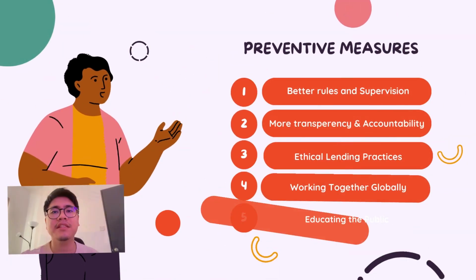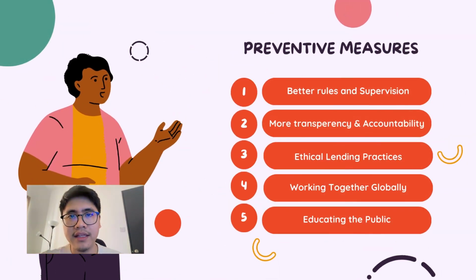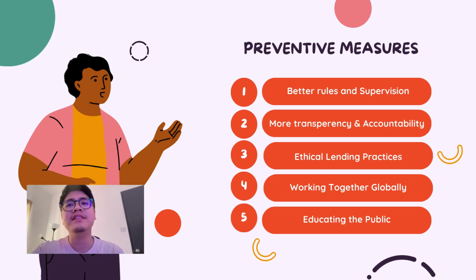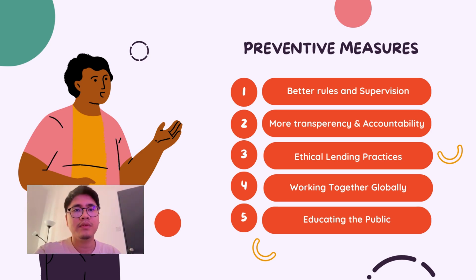The financial crisis that happened in 2008 changed the world. It also showed us that we need better preventive measures to keep our financial system safe. There's a saying that goes, adversity often paves the way for success and for future improvement. So here are a few things we can do to avoid such a crisis happening in the future.